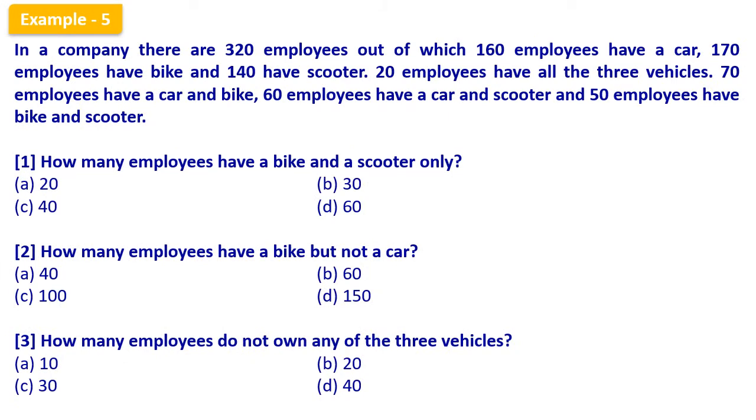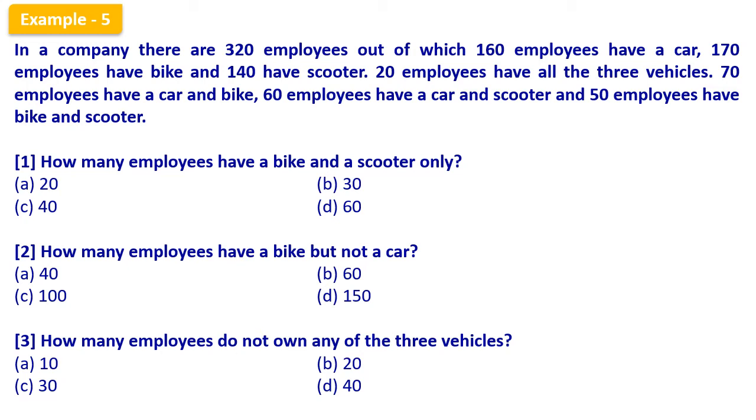Example number 5. In a company, there are 320 employees, out of which 160 employees have a car, 170 employees have a bike, and 140 have scooter. 20 employees have all three vehicles. 70 employees have car and bike, 60 employees have car and scooter, and 50 employees have bike and scooter. So this is the data given.